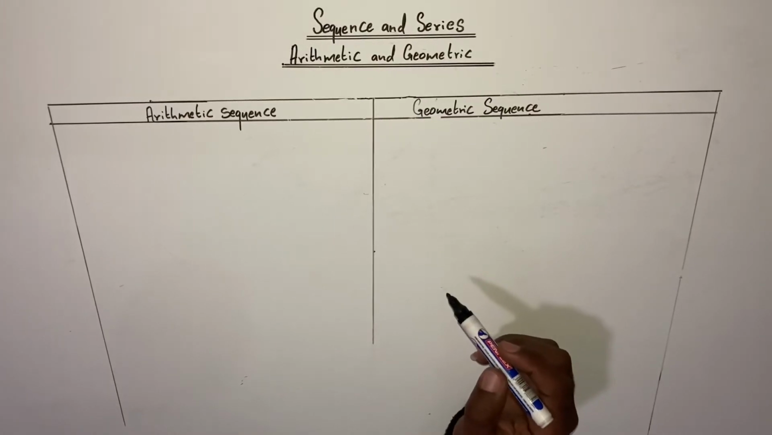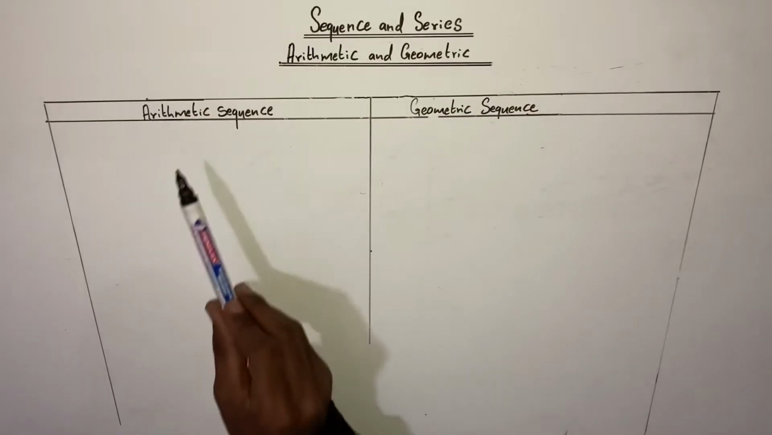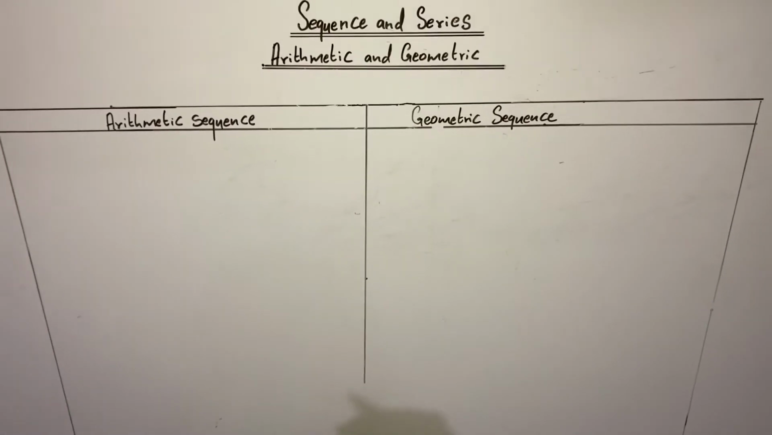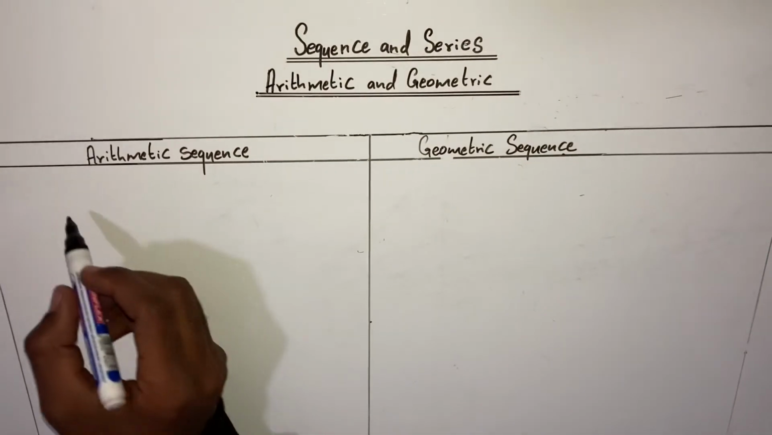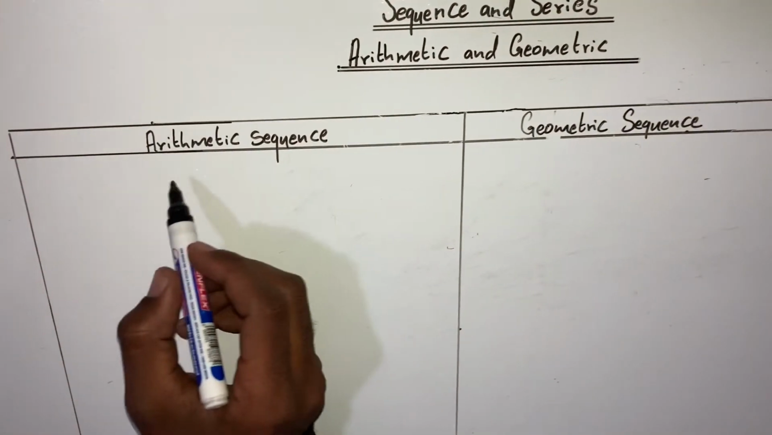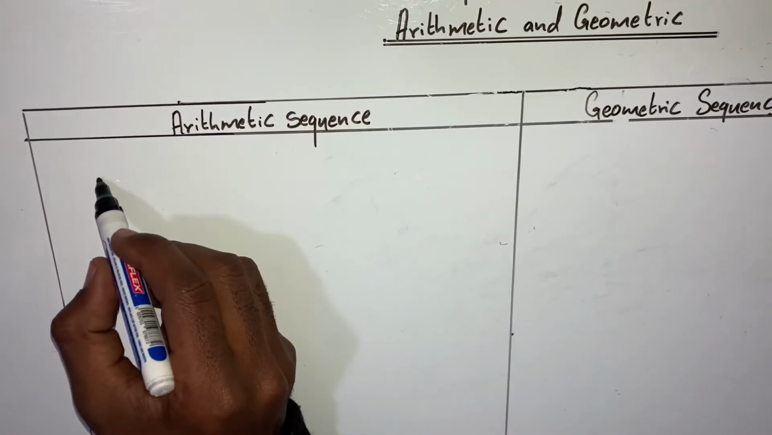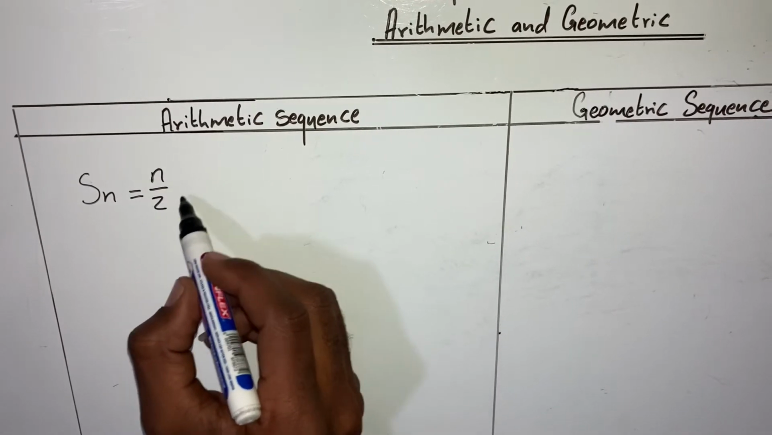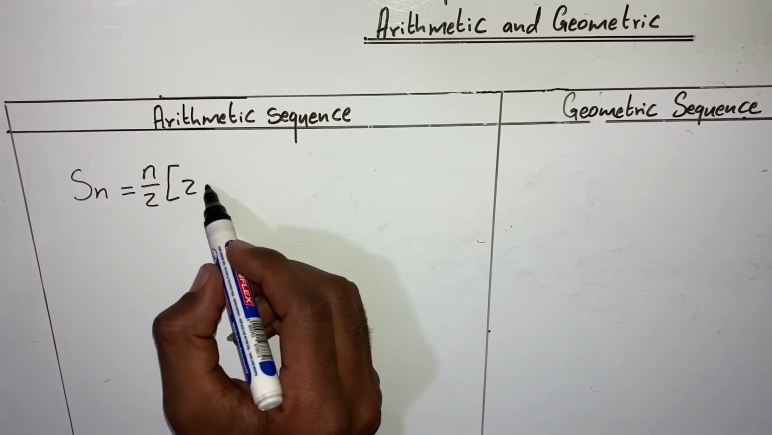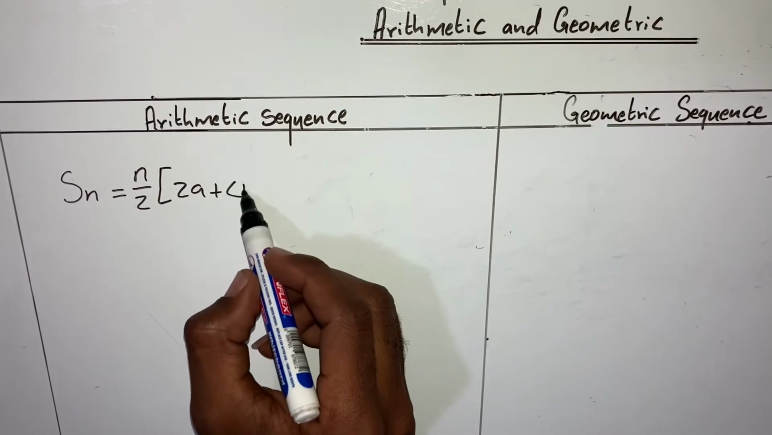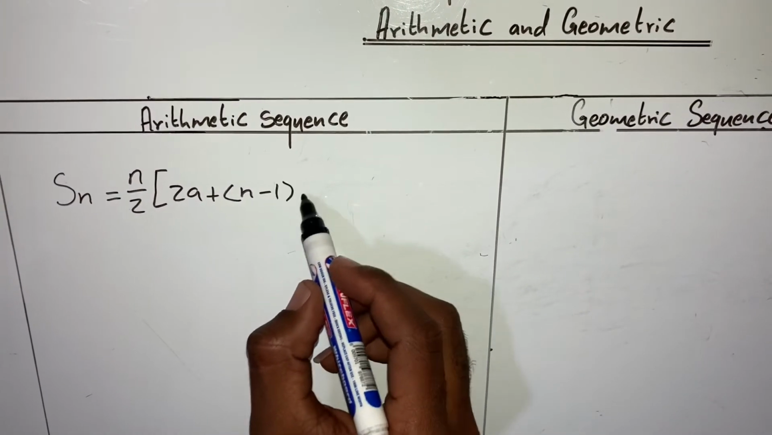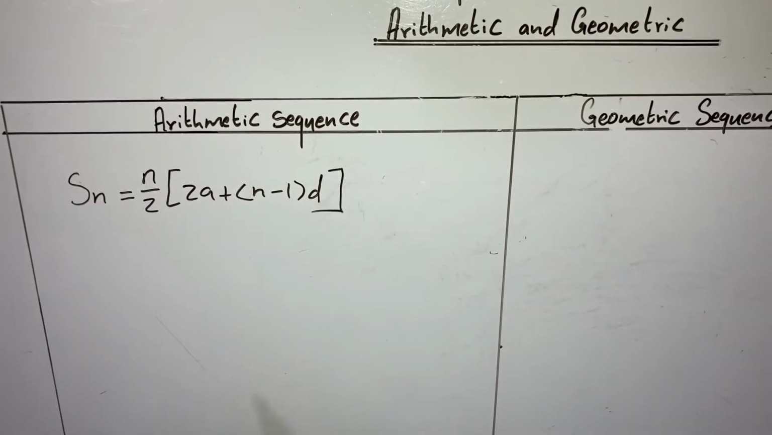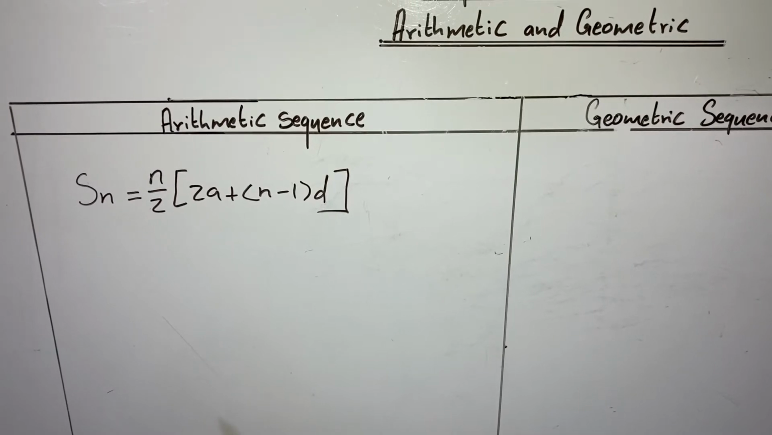We are now focusing on the sum formulas for both arithmetic and geometric sequences. So we'll just have to write down the formulas. The sum formula for arithmetic is Sn equals n over 2 times (2a plus (n minus 1)d). So this is the sum formula for an arithmetic sequence.